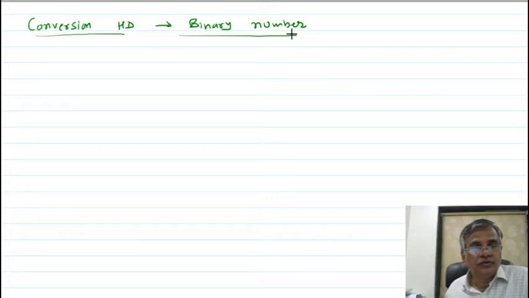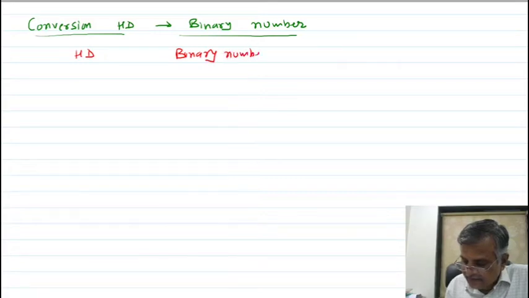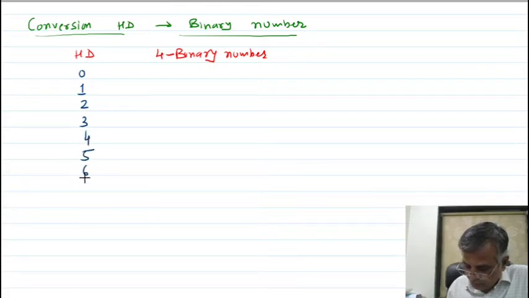So, if you want to convert hexadecimal number into binary or binary into hexadecimal, you should remember this table. In this table, I am showing you hexadecimal number and its corresponding equivalent binary number. Look here, this is hexadecimal number and its corresponding 4-bit binary equivalent. See, this is 0, 1, 2, 3, 4, 5, 6. You know this hexadecimal number.